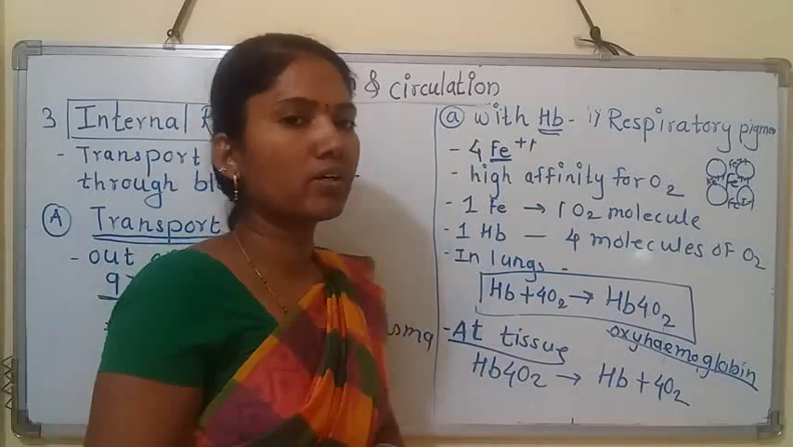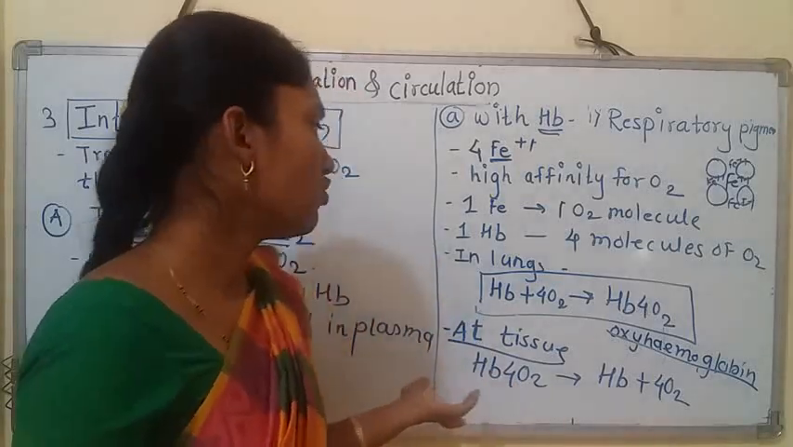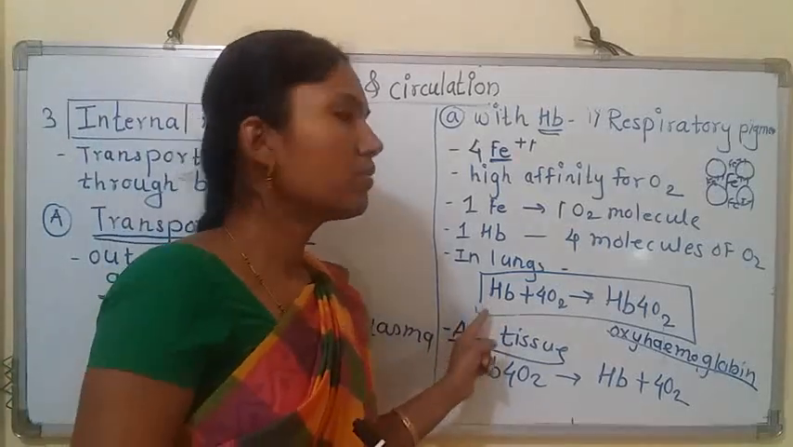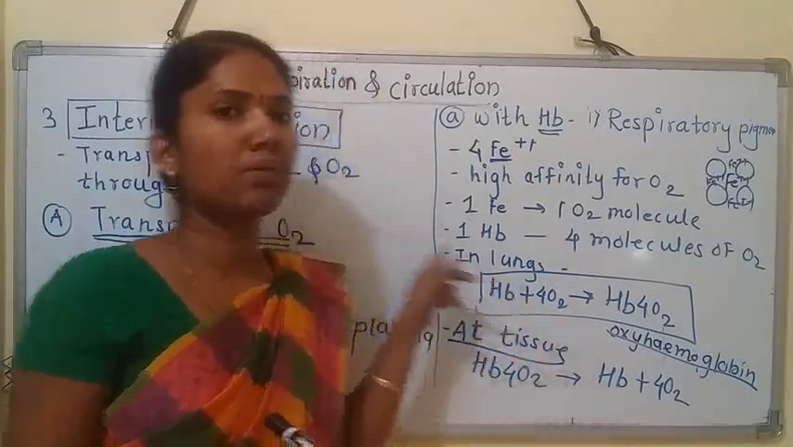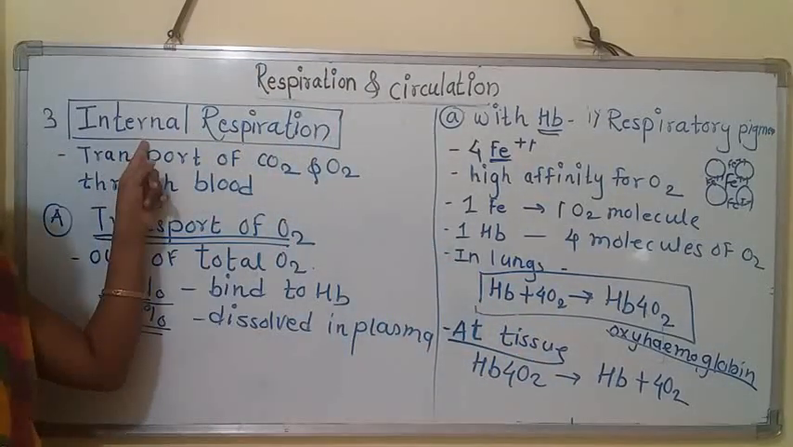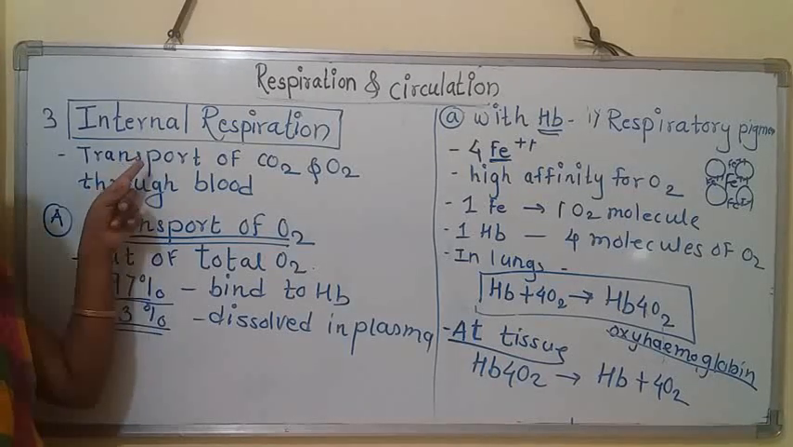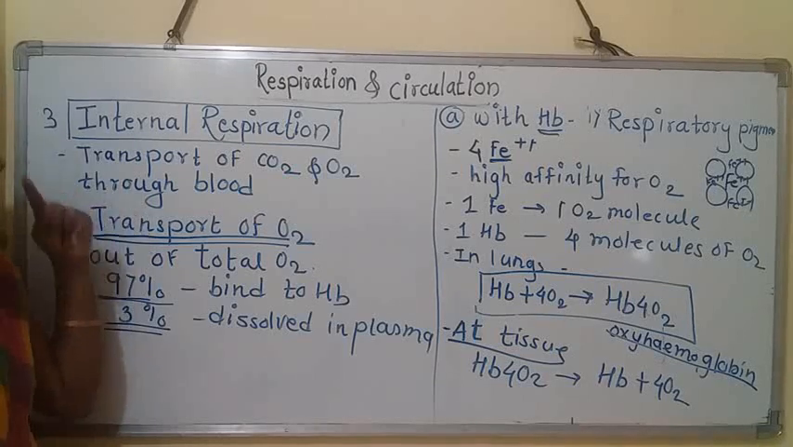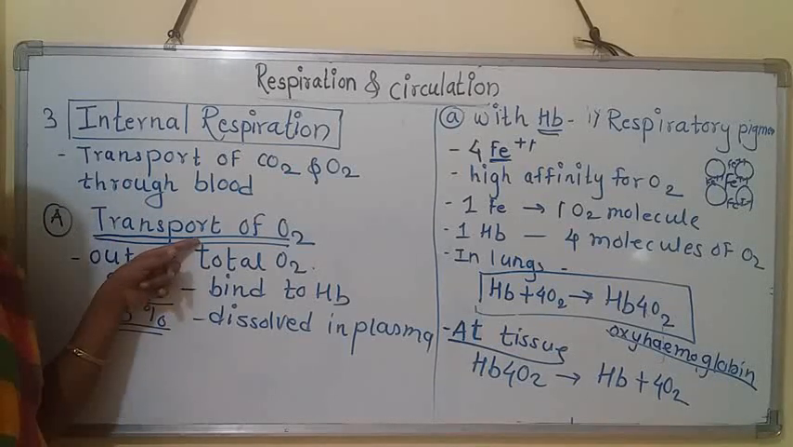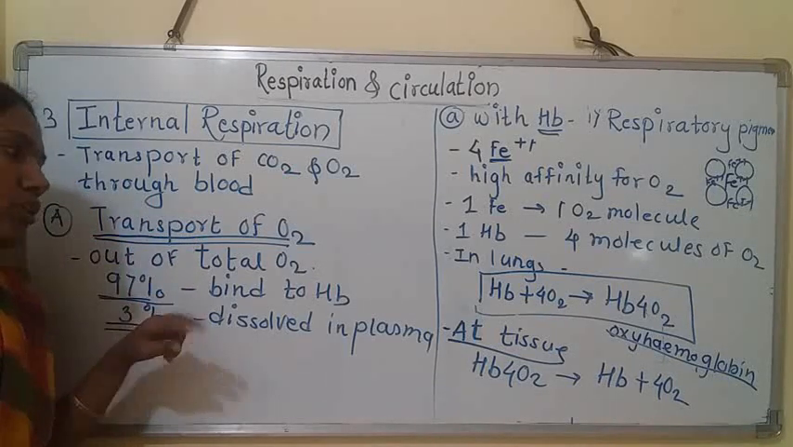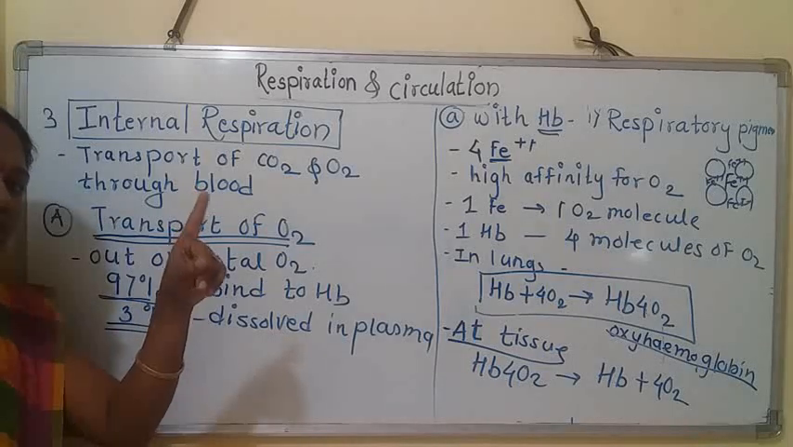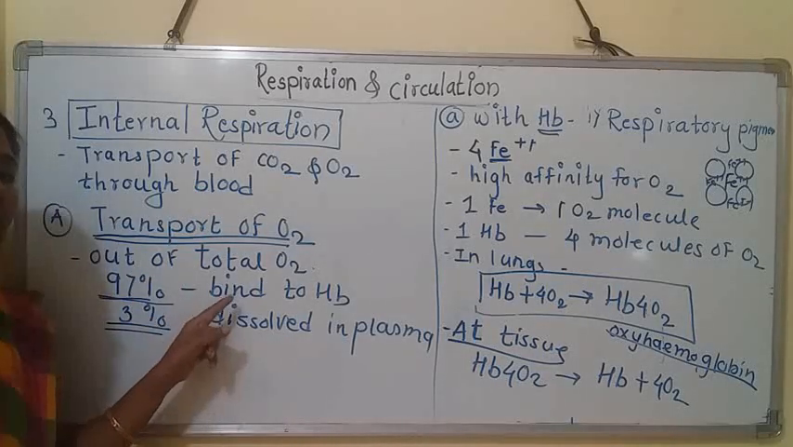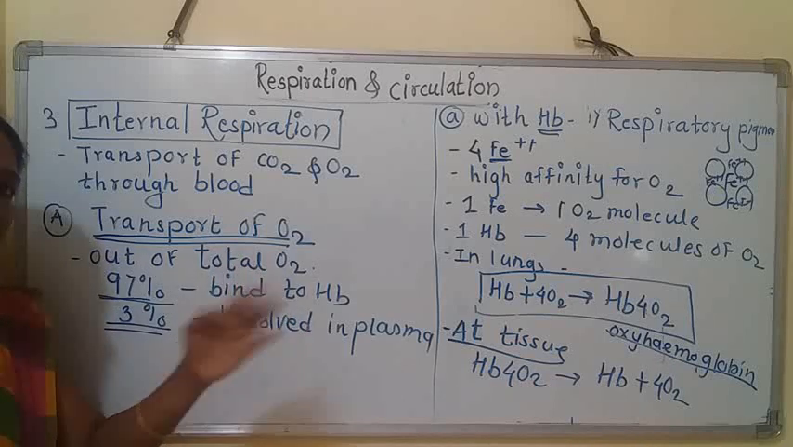So there are 4 factors which are given. Which are the 4 factors that we are going to learn. Before starting that point, once again repeat, we are discussing the third point, internal respiration. In internal respiration there is transport of carbon dioxide and oxygen through the blood. First we are discussing transport of oxygen. Oxygen is transported in 2 ways, out of which the first way is along with hemoglobin. It binds with hemoglobin and gets transported.